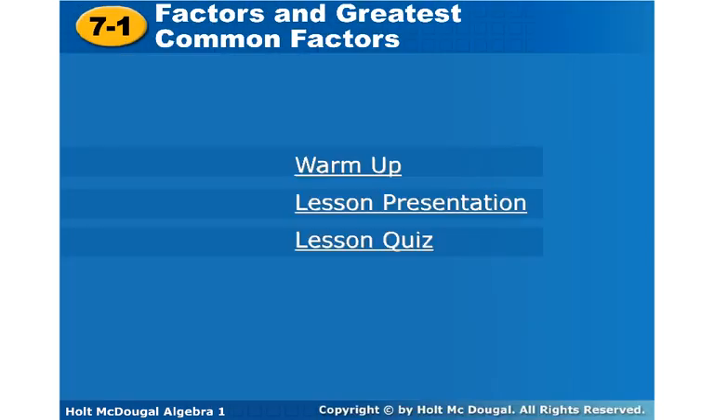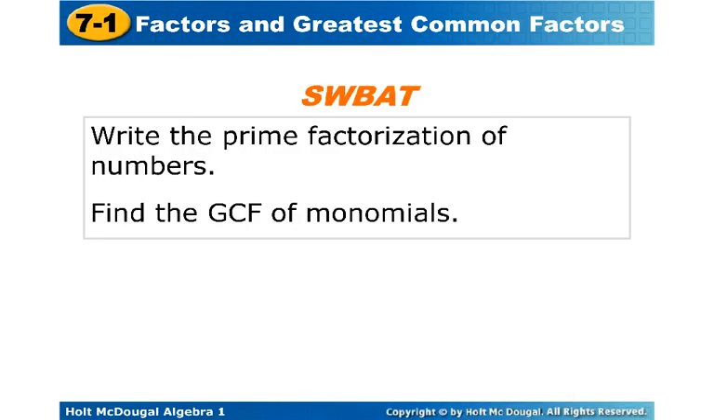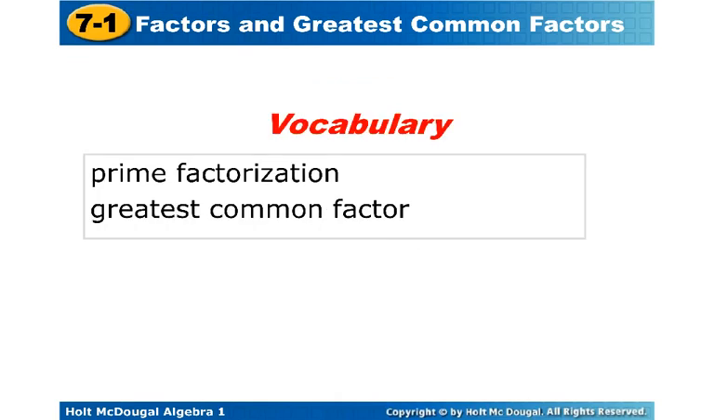So, going through the lesson today, what you guys are going to be able to do is write the prime factorization of numbers and then find the GCF of monomials. So remember, monomials are just like single terms. So it's like x, 5, 3x, 2x squared. Okay, those are all examples of monomials. And remember, GCF stands for greatest common factor. So we're going to find the greatest common factor of our monomials. Some new vocab words for you guys: prime factorization, greatest common factor, that is also GCF.